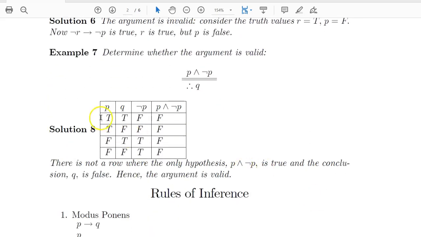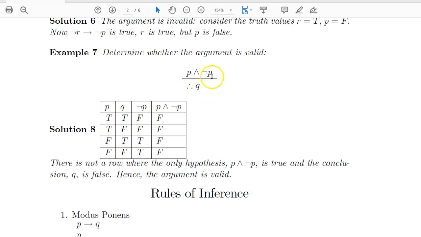Example 7. Determine that the argument is valid. P and not P, and therefore Q. We have 2 variables, so we can construct a table. 2 columns for P and Q, filled out in standard order.